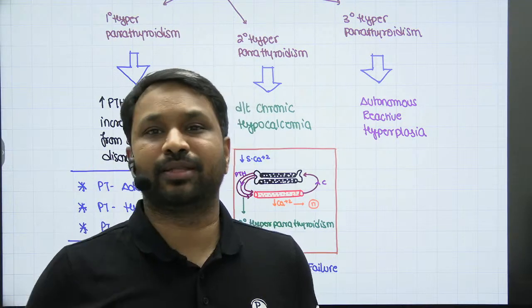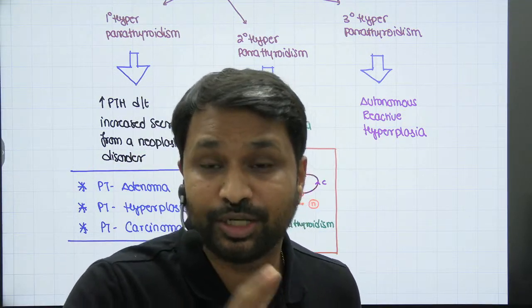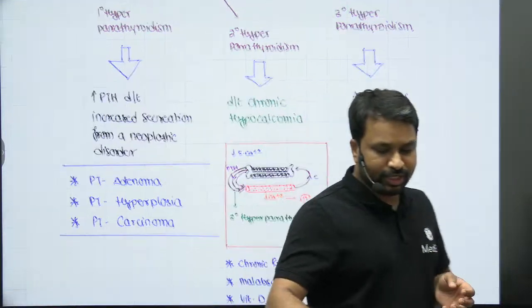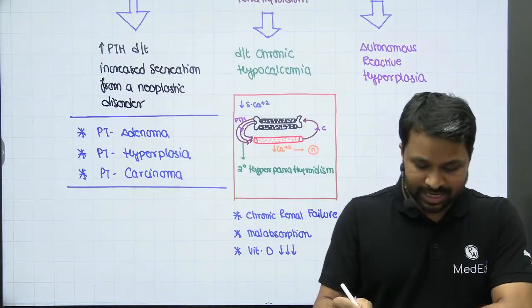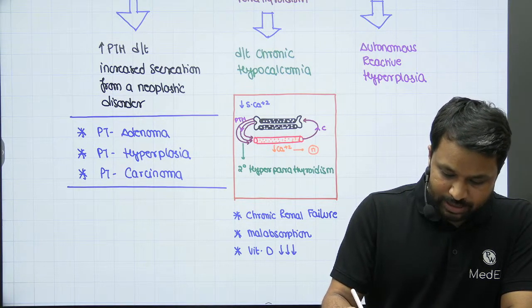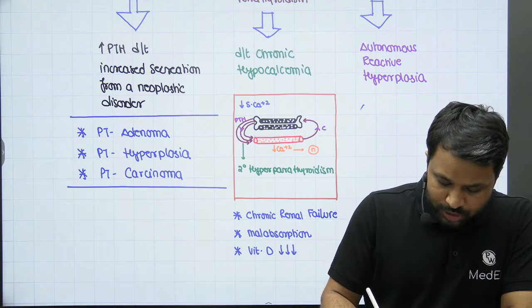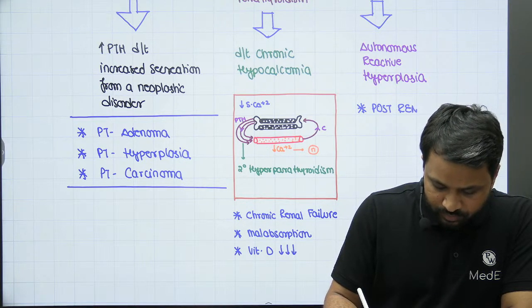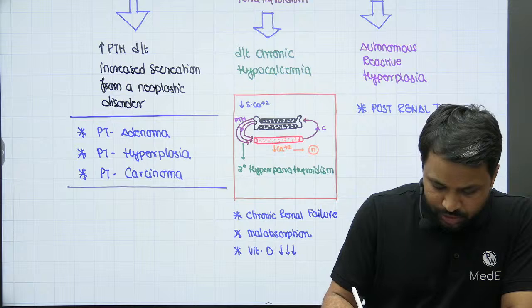So in simple words, primary hyperparathyroidism is an increase in parathyroid hormone because of excess secretion. Secondary hyperparathyroidism is because of a compensation due to chronic hypocalcemia. And the third one, which is your tertiary hyperparathyroidism, which is your autonomous reactive hyperplasia. This autonomous reactive hyperplasia is usually seen post-renal transplant.